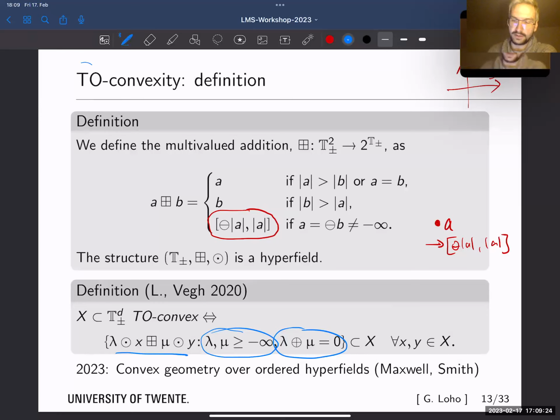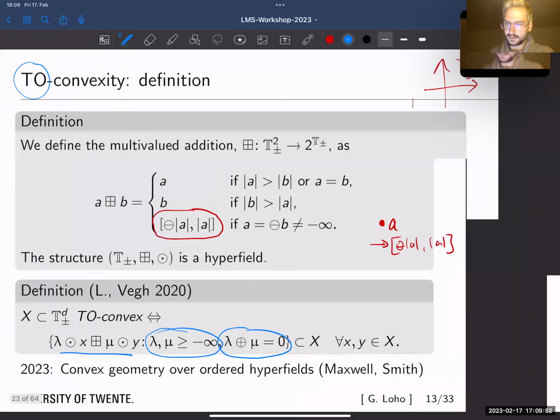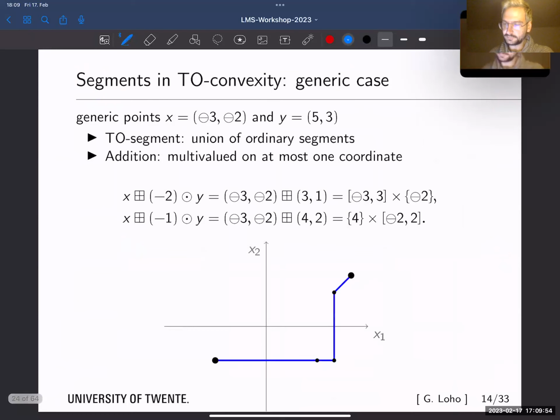I will explain where the name TO comes from. But this is a natural way of constructing convex sets with these signed numbers. Again, the idea was, we want to take, let's say, usual convex combinations. Then maybe we get this weird cancellation, and there's a natural way to resolve it. Okay, so let's look at the arising geometric objects.